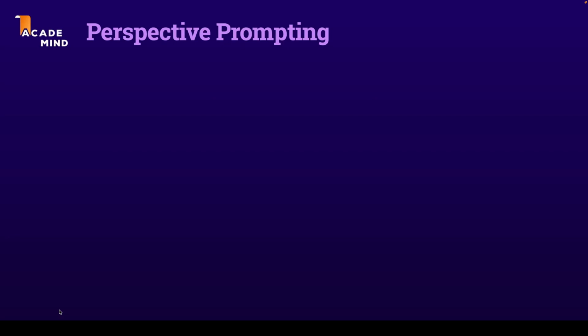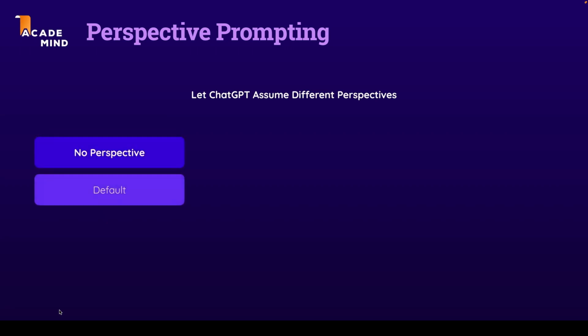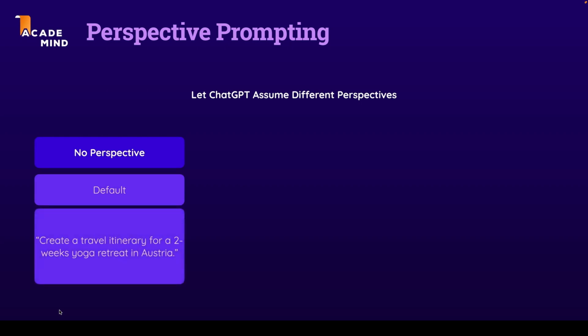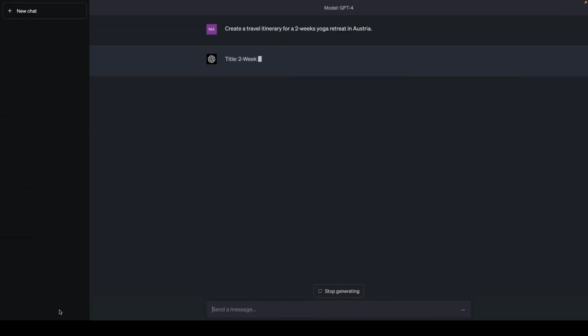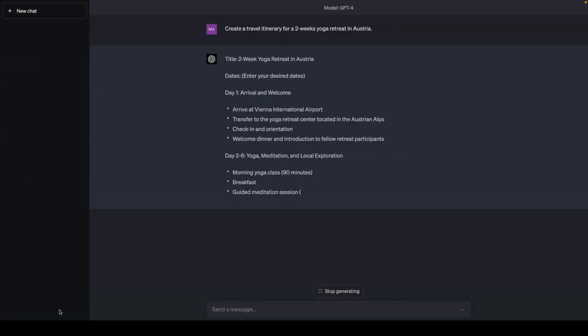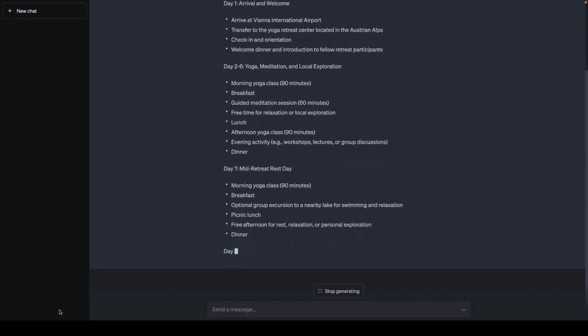Now, another prompting technique I can recommend, because it can sometimes be useful, is perspective prompting, where the idea simply is that you let ChatGPT assume different perspectives as it generates its response and its output. Now, the default pretty much is for ChatGPT to use no specific perspective. Like, for example, when you ask ChatGPT to create a travel plan for a 2-week yoga retreat in Austria. Here, I'm not asking for any specific perspective, and therefore I might get a fairly standard response.